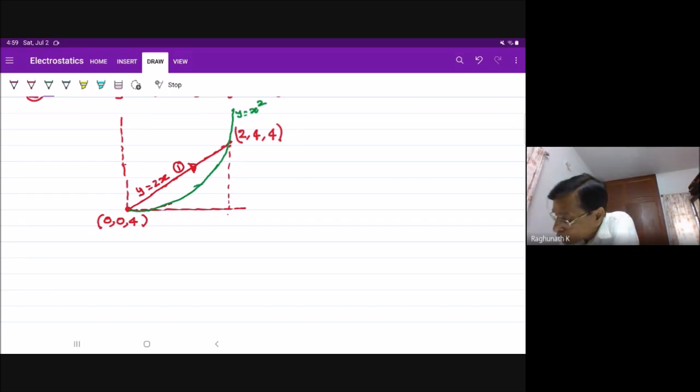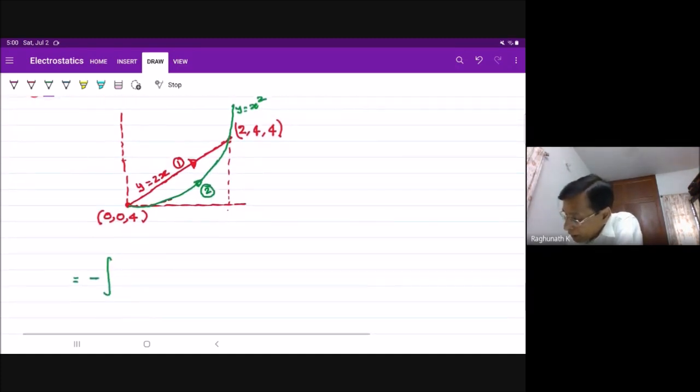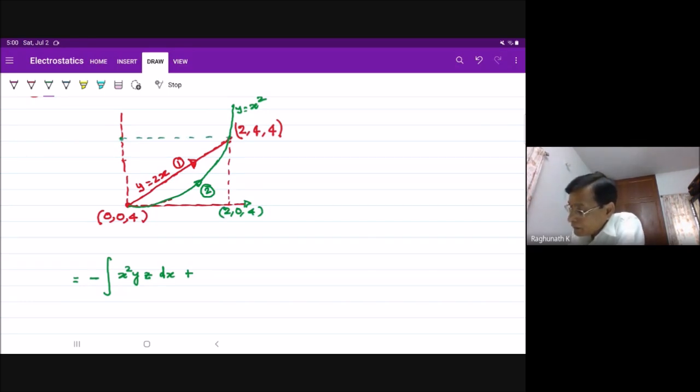This is path 2. y is equal to 2x on the z is equal to 4 plane. Think about it. The integral is equal to minus integral of, first of all, what? x squared yz dx. Plus, because we are there, this is (2,0,4) and this point is (0,4,4). We are there in the z is equal to 4 plane, because z is equal to constant is what we can see in this figure. z is equal to 4, correct?